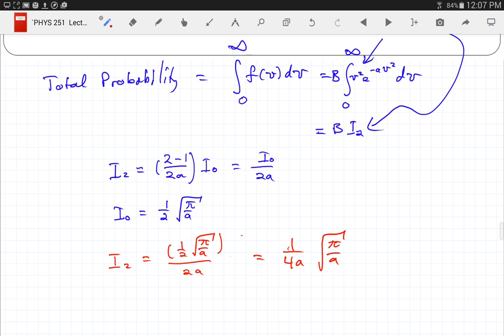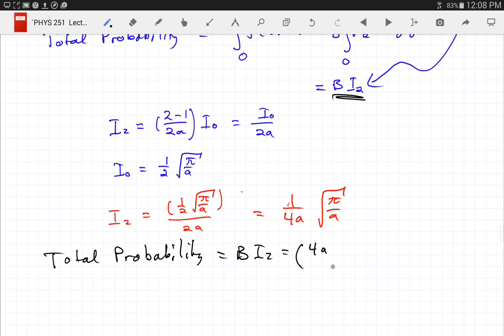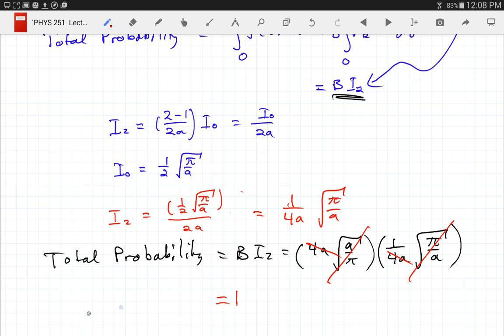So there's I2. So the total probability, at least I figured out before I started going crazy, equals B I2 right there. So what was my value of B? It's up here at the top. B is equal to 4a square root of a over pi. And then I2 is 1 over 4a square root of pi over a. And now we see it is what it should be, because canceling things away, the 4a cancel. Square root of a over pi and square root of pi over a cancel. And that's equal to 1. So my total probability is 1.